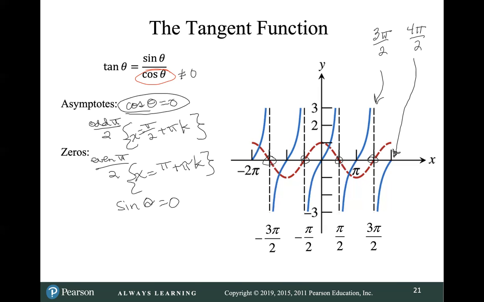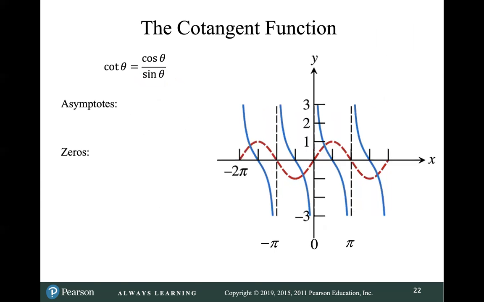Our next function that I want to take a look at is the cotangent function. So just like tangent, cotangent is a ratio of sine to cosine. So this time it's graphed with respect to sine. So the red graph here is sine. And that shows us that now our asymptotes are when sine of theta is 0. And our zeros are when cosine of theta is 0. When sine of theta is 0, we're looking at our multiples of pi, our non-fraction multiples of pi.